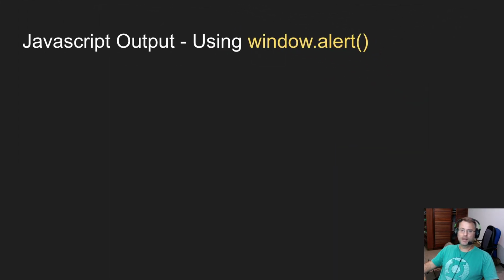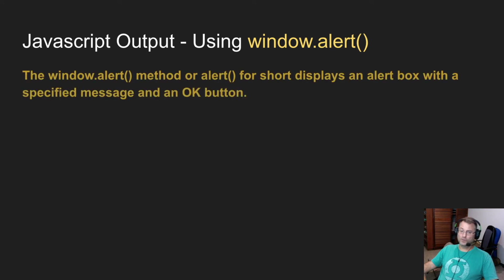All right, now we get to the window.alert. We've used the alert before, last week, I believe, but the window.alert method, or alert for short, displays an alert box with a specified message and an OK button.